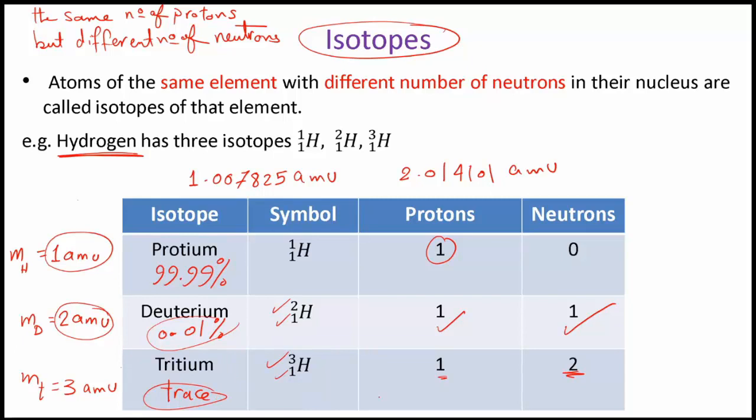So they said, okay, we will multiply the mass times the percentage. Mass times percent. Of course, this percentage is almost 0. And then add all of them together, and divide it over 100. So this will give you the average mass.